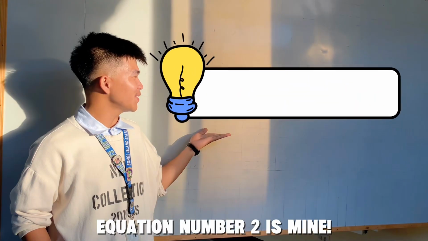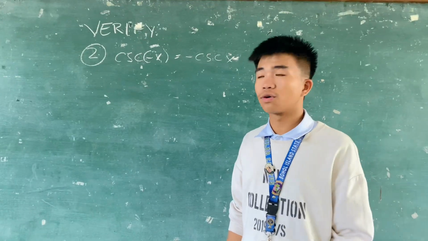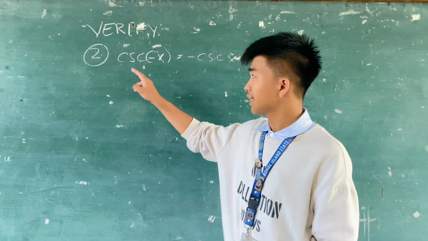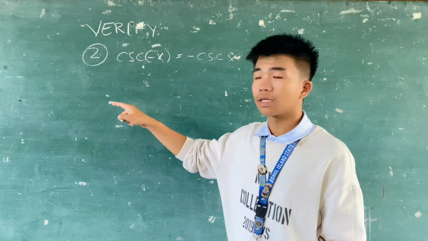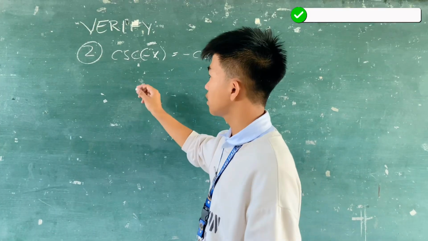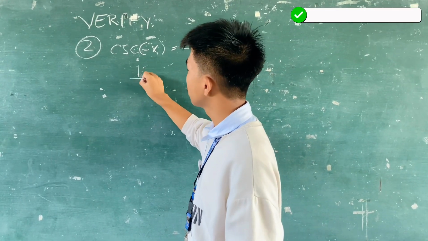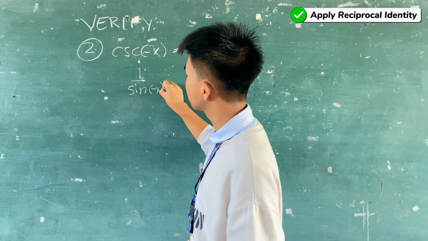Equation number 2 is mine. Now, let's start solving. Let's solve equation number 2: cosecant negative x is equal to negative cosecant x. We all know that cosecant is a reciprocal identity. So we need to write it as 1 over sine negative x.